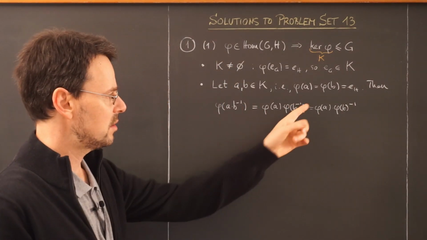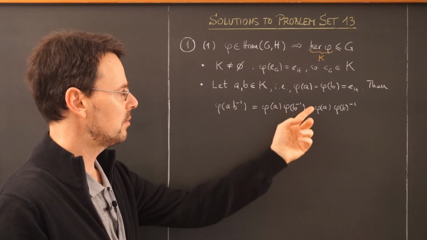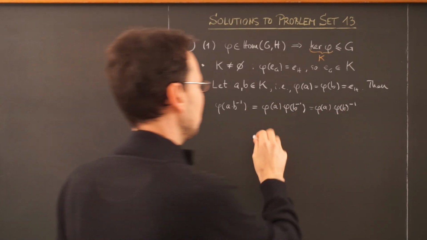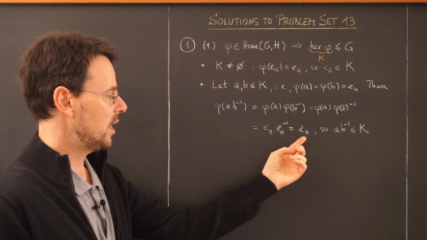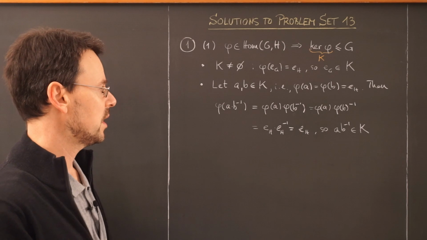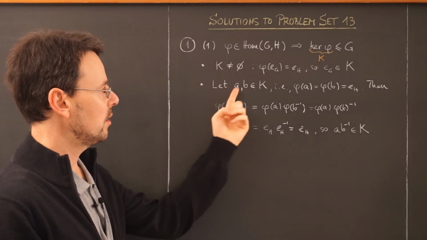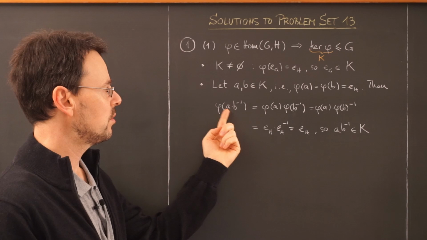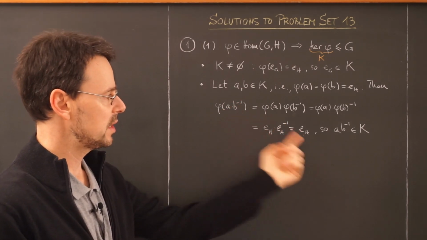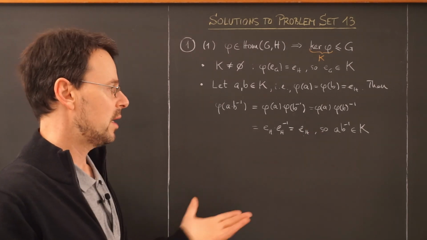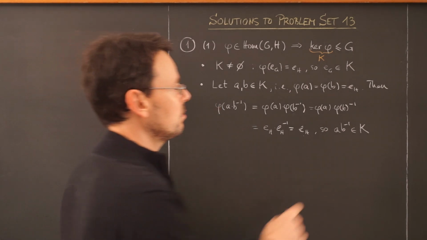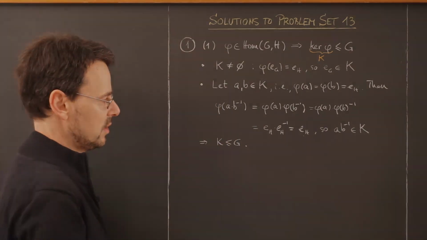by exercise so-and-so on problem set 11, I think it was the first one, we know that this here is the same as this. But then this clearly gives the identity of H because the neutral element is inverse to itself. And this shows that if both lie in K, then also this product A dot B inverse lies in the kernel because it gets mapped to the identity. And now, citing the condensed subgroup criterion, we know that K is a subgroup. You should write down here what I just said.